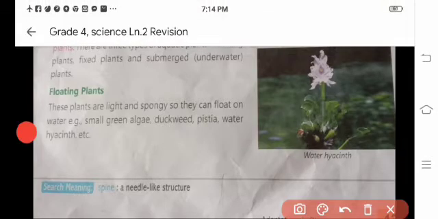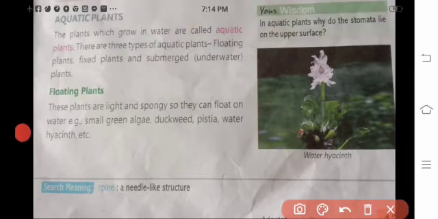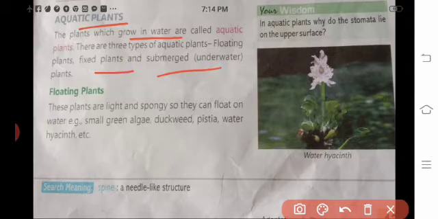Next are the aquatic plants. What are aquatic plants? Already we have seen the plants which grow in water are called aquatic plants, isn't it? There are three types of aquatic plants: floating plants, fixed plants and submerged plants.